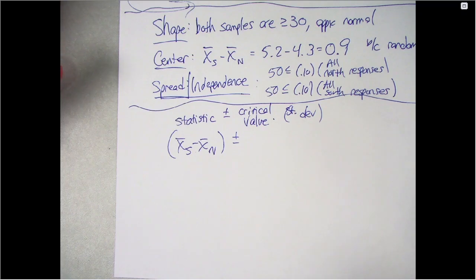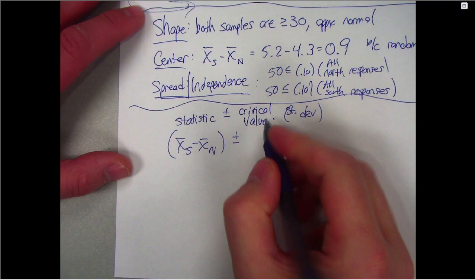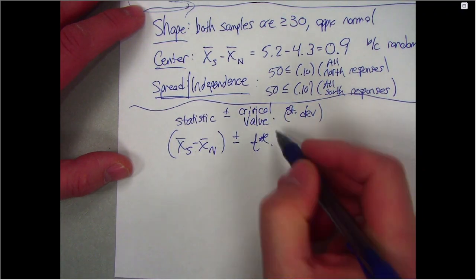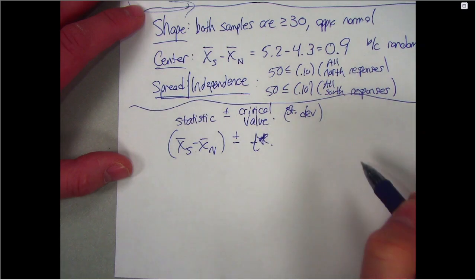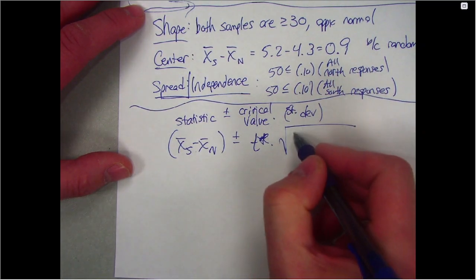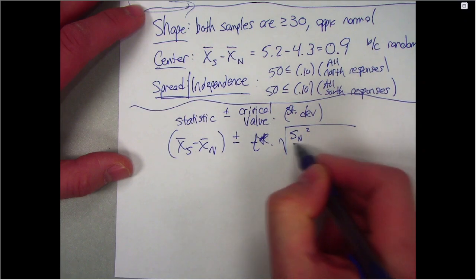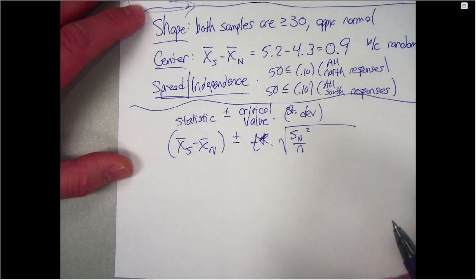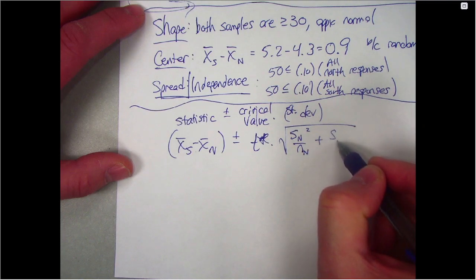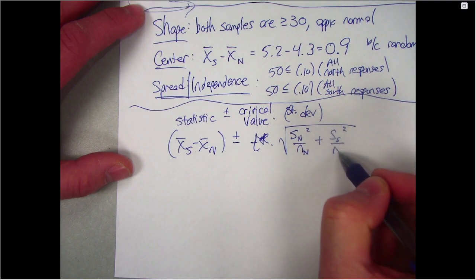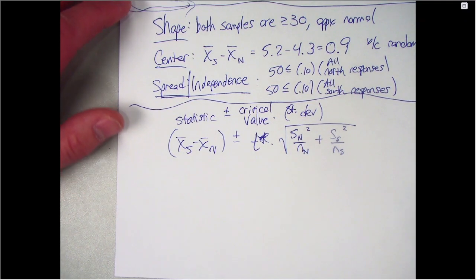T star or Z star? T. Why is it T and not Z? Why is it a T interval? You can't say because I told you. Because we're dealing with means, right? So proportions are Z and means are T. And then the standard deviation is that big one: the standard deviation of north squared over n north plus the standard deviation of south squared over n south. Now let's discuss it.